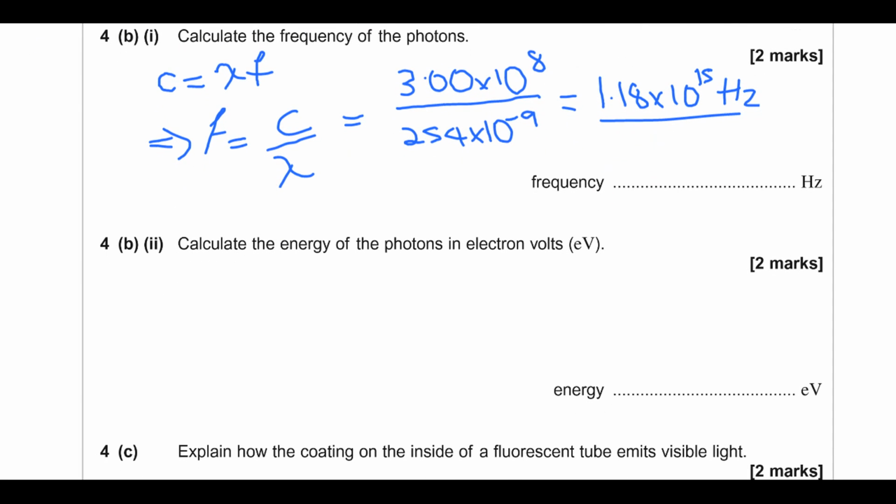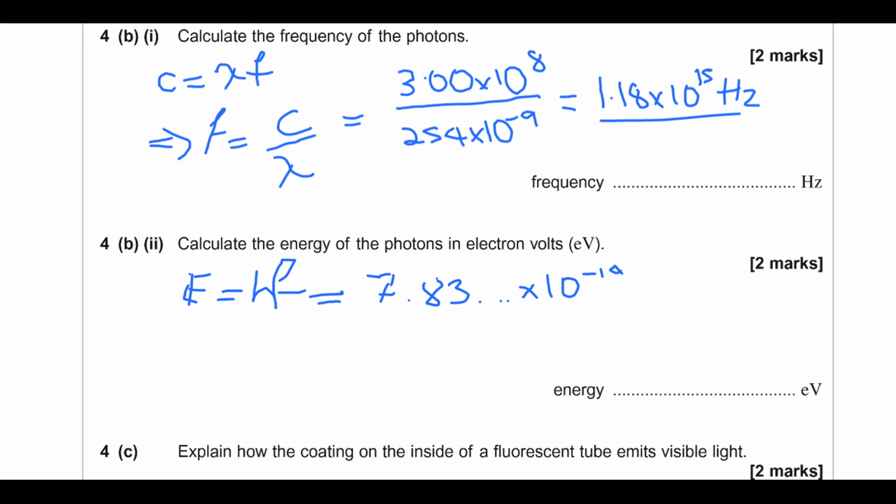Okay, calculate the energy of these photons in electron volts. So energy is Planck's constant times frequency. So let's calculate that first in joules. I wish I'd kept this stored in my calculator. Let's just recalculate the frequency. All right, that's your frequency times 6.63 times 10 to the power of minus 34, which is 7.83 times 10 to the minus 19.